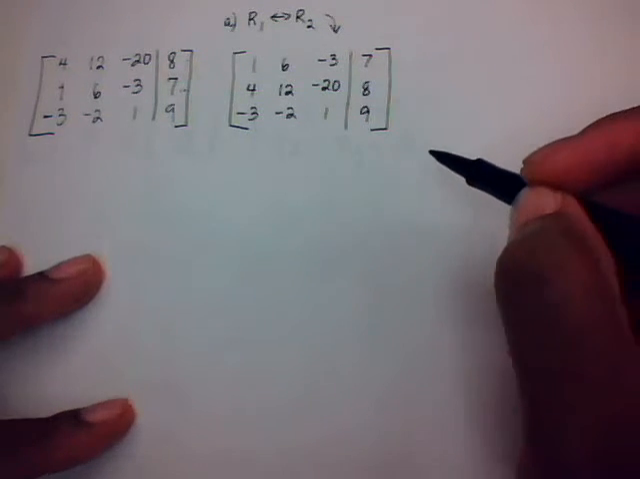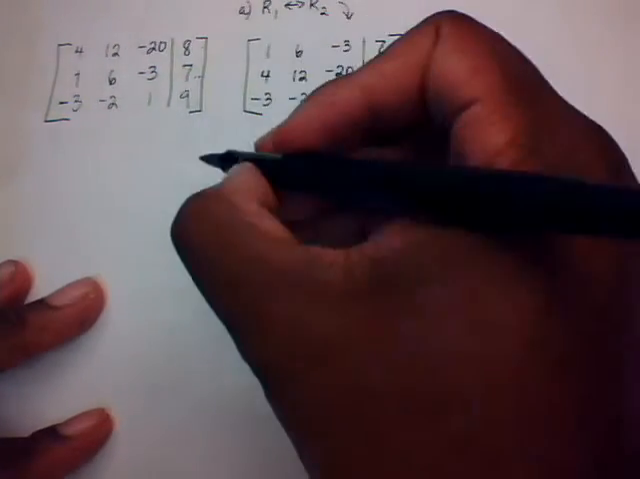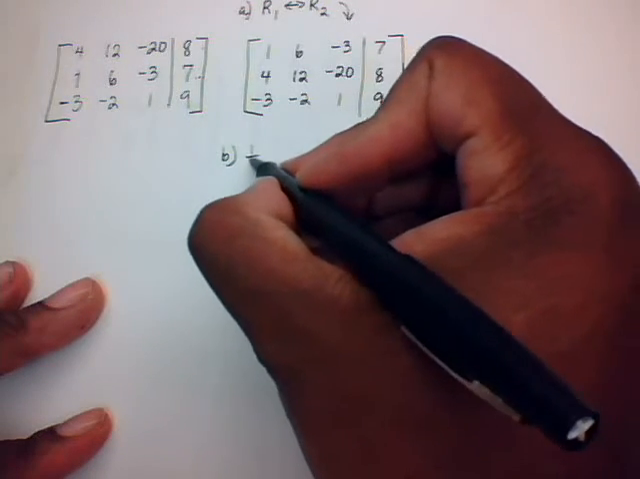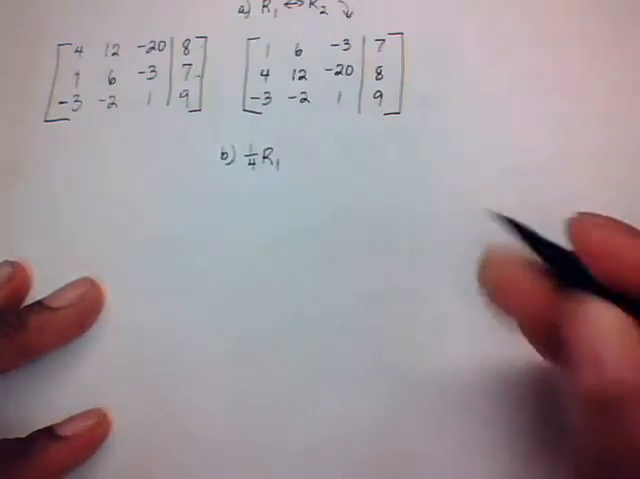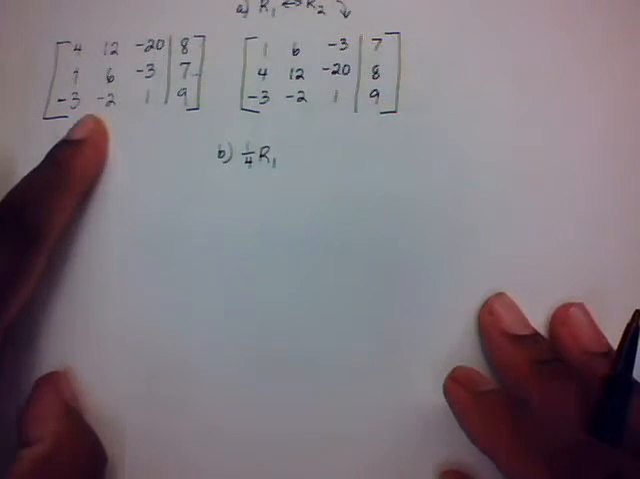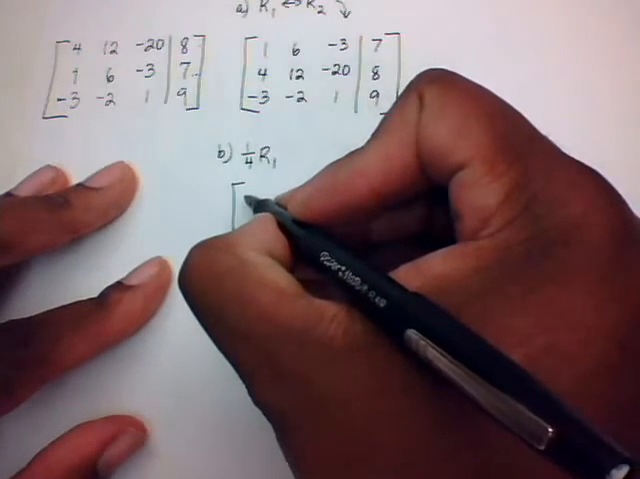Okay. All right, now look at part B. We want to take 1/4 of row 1. Okay, so this is our matrix that we're looking at here. Now go ahead and rewrite that again.